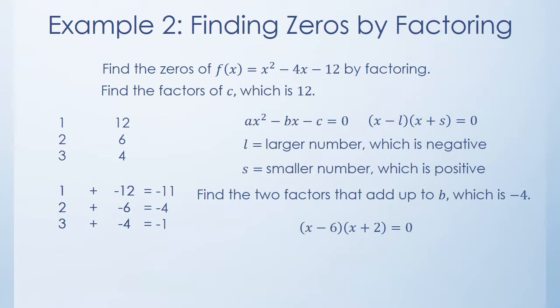x minus 6, because the larger number needed to be the negative, x plus 2, set them equal to 0. Then break it apart, set each factor equal to 0. So x minus 6 equals 0, x plus 2 equals 0. Add 6 to both sides, you get x equals 6. Subtract 2 from both sides, you get x equals negative 2. So my zeros by factoring are x equals 6 and x equals negative 2.